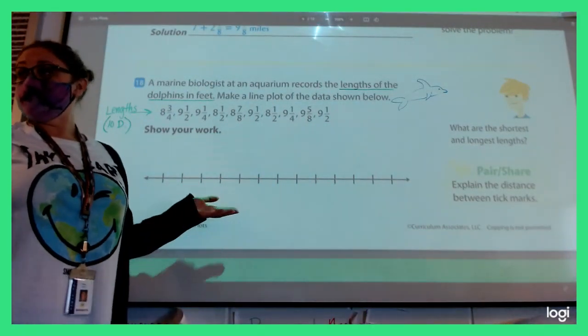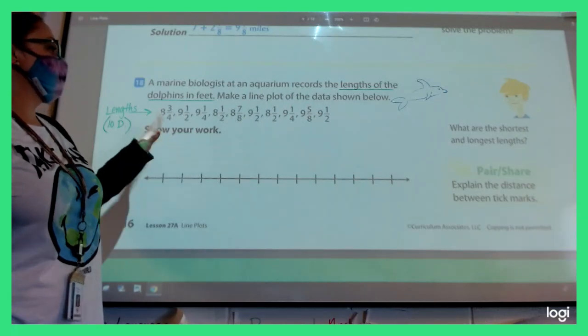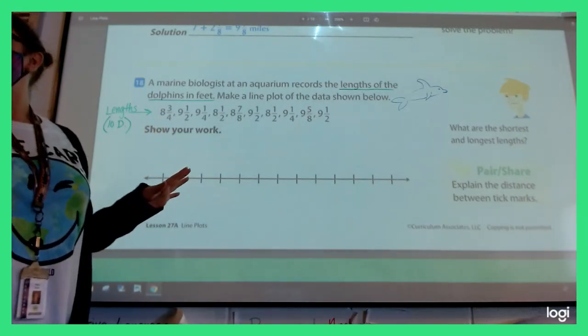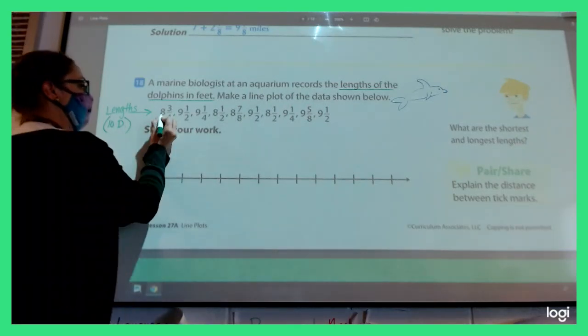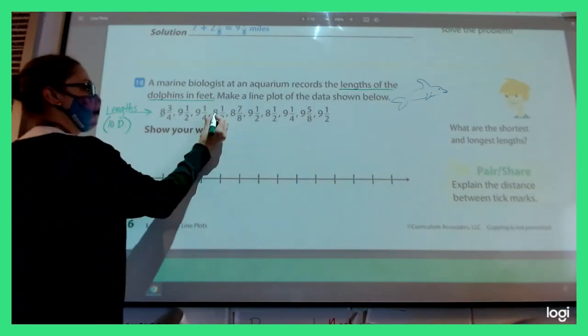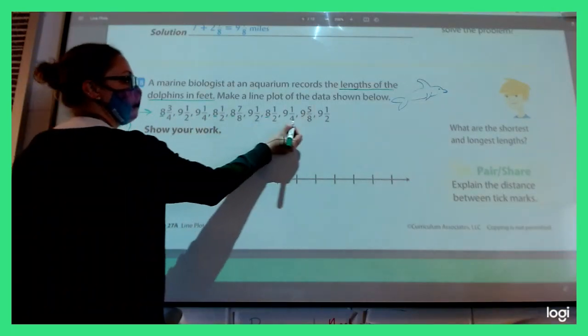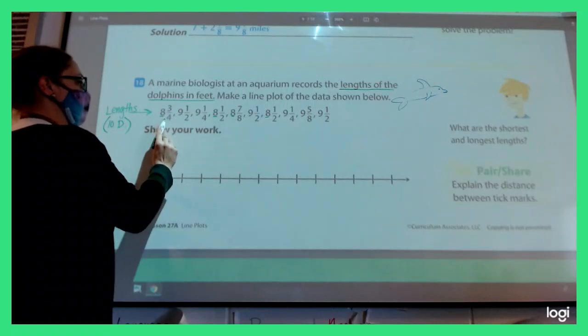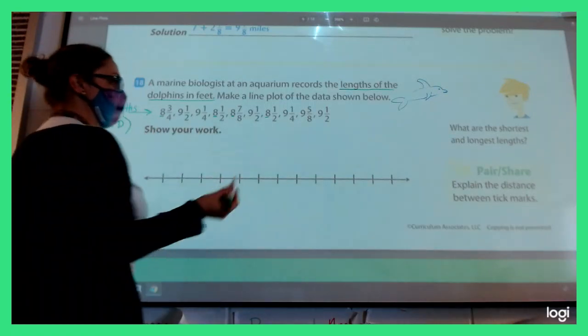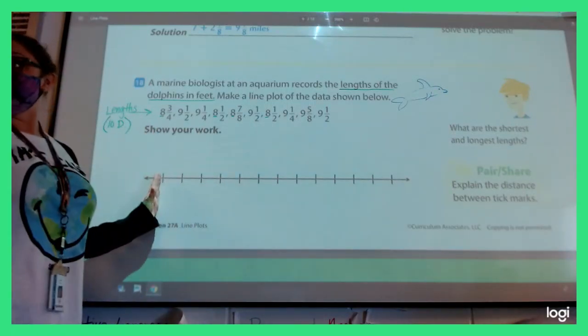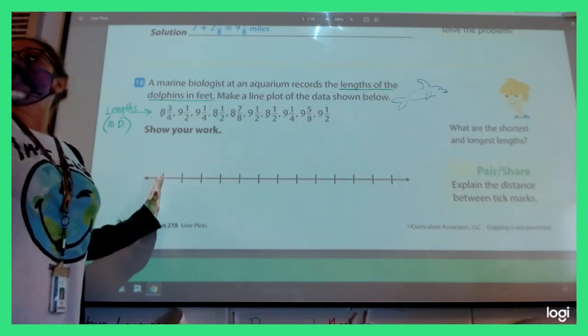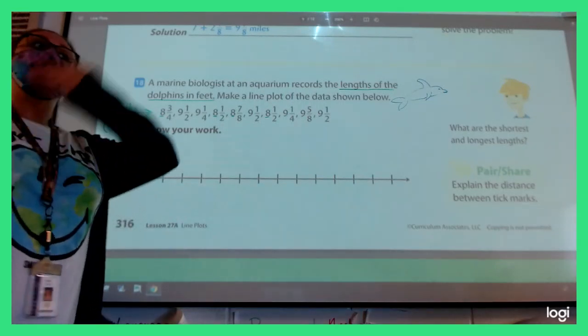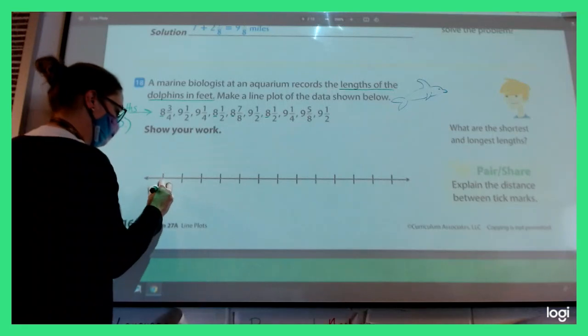Okay, I get that. So first thing, let's see about what our smallest number is and our largest number. Okay, I have an 8 here, a 9, 9, 9. Here's another 8, an 8, an 8. Okay, so I have 8 3/4, 8 1/2. What if I started at 8? Would that work? Yeah. 8 is below all my numbers, but it's not way below. Okay, so let's make this an 8.